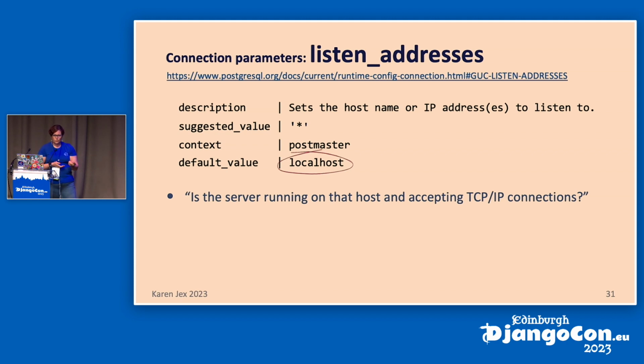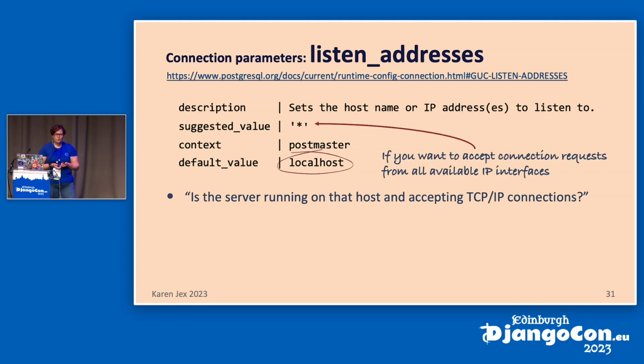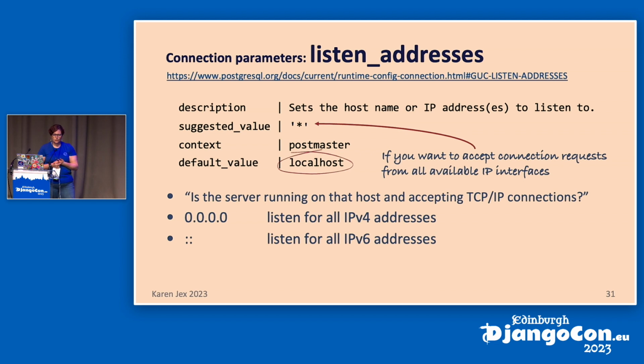So most people want to allow some kind of external connections to the database. You've probably got one or more application servers that you want to connect to that. So most people will set that to an asterisk, which means that you're accepting connection requests from all available IP interfaces. There are various different options for that. You can set it to all zeros if you just want to listen for all IPv4 addresses, to 2 colons if you just want to listen for all IPv6 addresses.